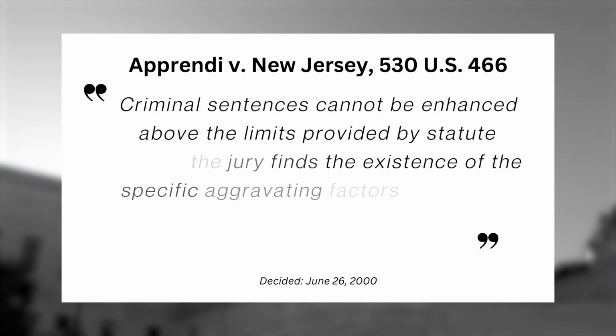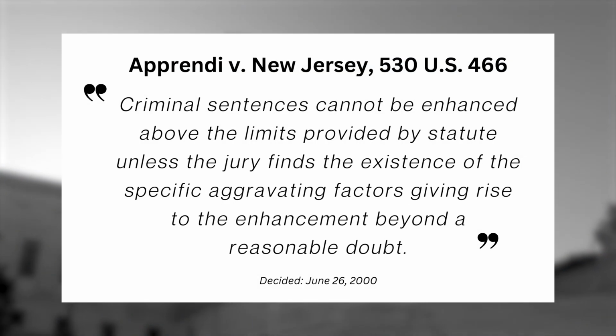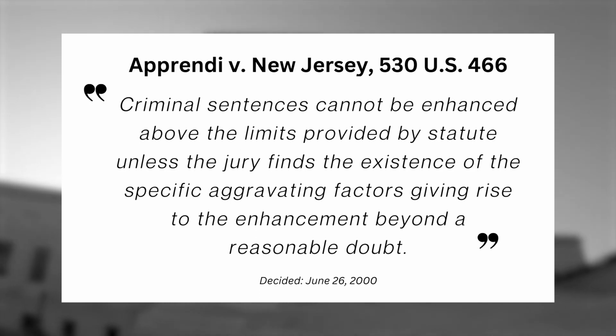In the case of Apprendi versus New Jersey, the United States Supreme Court ruled that any factor that increases a defendant's maximum possible punishment is something that has to be put to a jury with proof beyond a reasonable doubt, unless the defendant otherwise admits to or pleads to that factor.